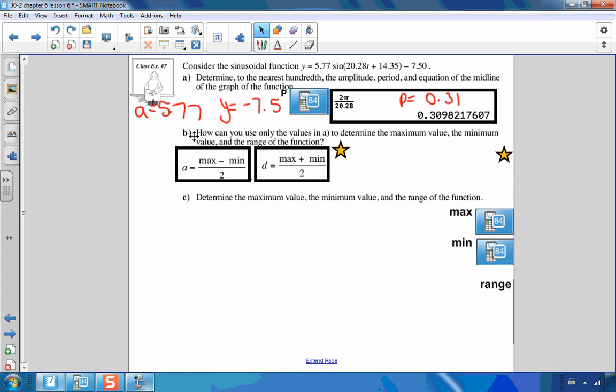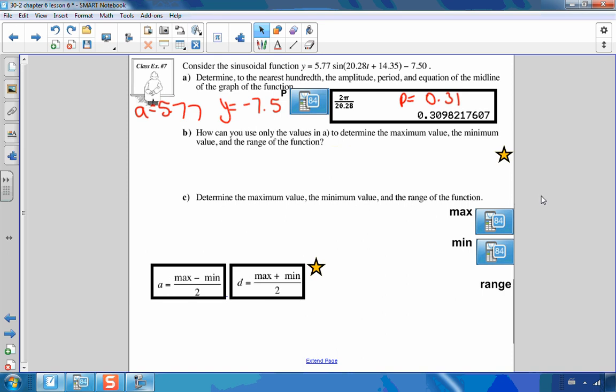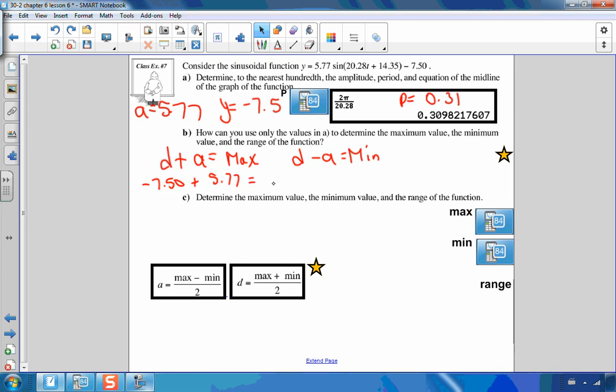We could use those equations if we have our amplitude and our d value, or I actually think better than that, because I don't want to rearrange all of that, I'm going to do what I know: midline plus amplitude is equal to your max value, and midline minus the amplitude is your minimum value. So if you start at your midline and you go up your amplitude, you get your maximum. So I'm going to take my d value of negative 7.50, and I'm going to add on my amplitude of 5.77 to get my maximum value.